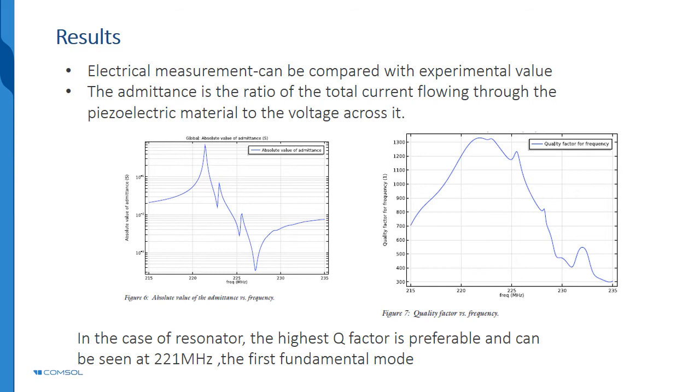We also calculate the quality factor. In the case of a resonator, the highest quality factor is preferable, and it can be seen at 221 megahertz, which is also the first fundamental mode.